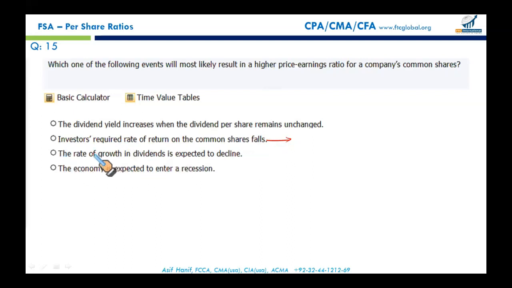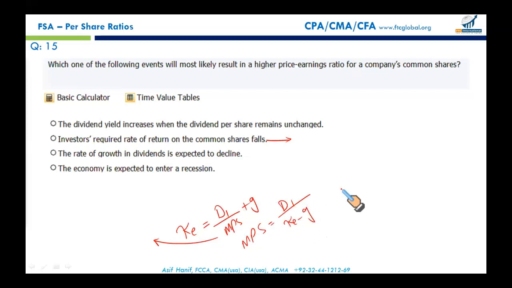Look at option C. The rate of growth in dividends is expected to decline. Dividend growth rate. We have just discussed a formula: cost of equity is equal to dividend upon the market price per share plus growth. Just a little while ago, the dividend growth model, or the Gordon growth model. In this question, if you know the elementary maths, which I suppose you do, if you make the market price the subject of this equation, you will have dividend upon cost of equity minus G as your right-hand side.